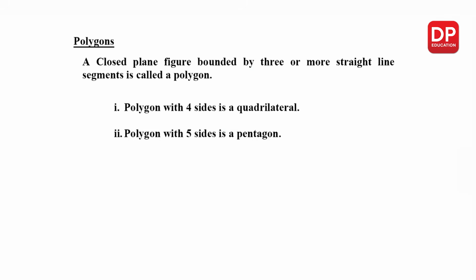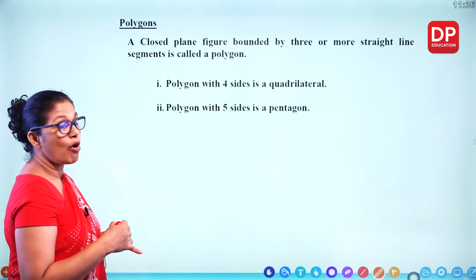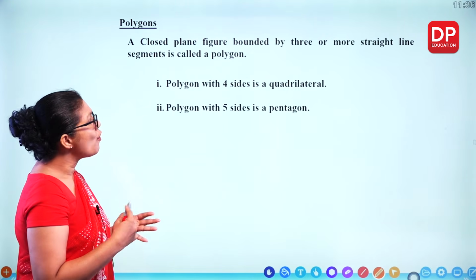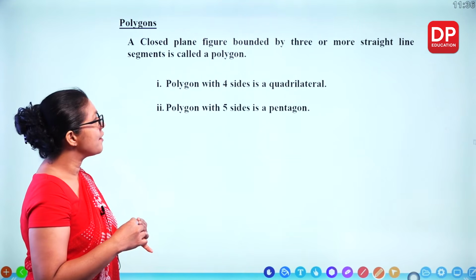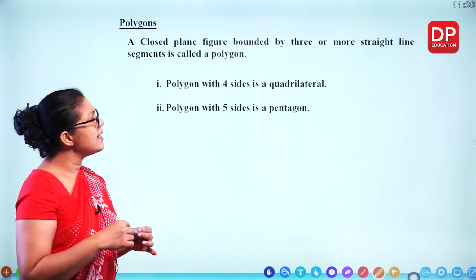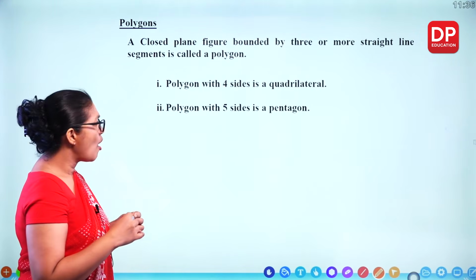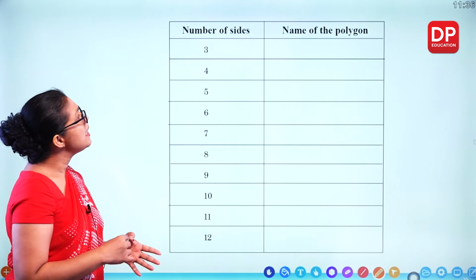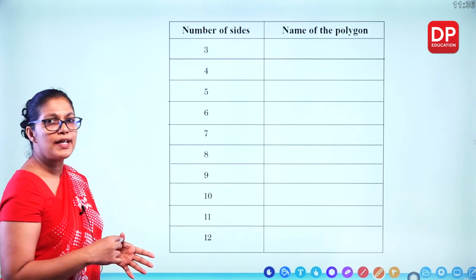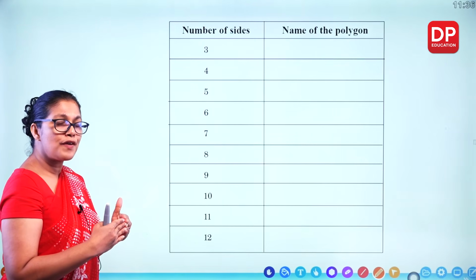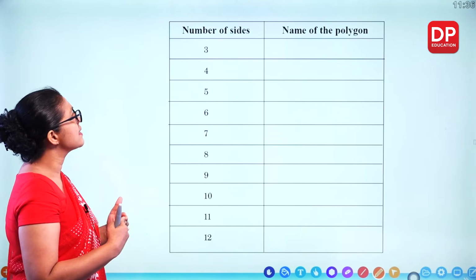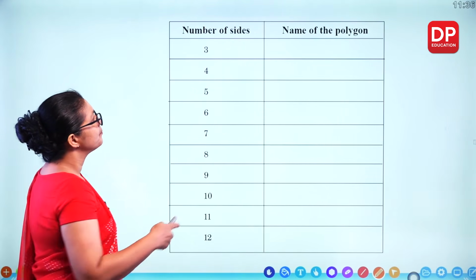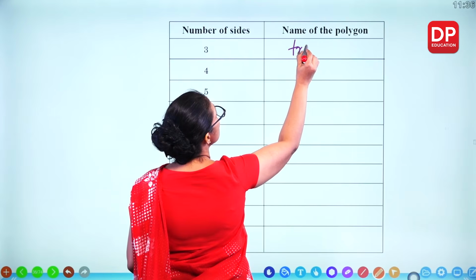Now, what are polygons? We discussed this before. A closed plane figure bounded by three or more straight line segments is called a polygon. Polygon with four sides, we call it quadrilateral. Polygon with five sides is a pentagon. Now we'll see what are the other names for the polygons. So the minimum number of sides is 3. So you can make a closed figure minimum with 3 lines. That's a triangle. Name of the polygon, that's a triangle.